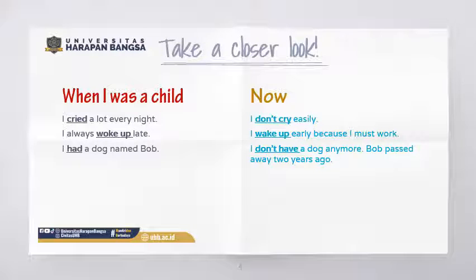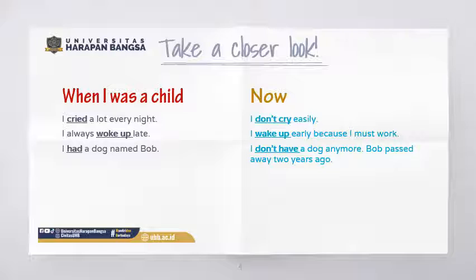Next, take a closer look. When I was a child, I cried a lot every night. I always woke up late. I had a dog named Bob. So from these sentences, you can notice that it is about activities happening in the past because you use the word was, when I was a child. And here you can see activities that you did in the past. I cried a lot. I always woke up late. And I had a dog named Bob.